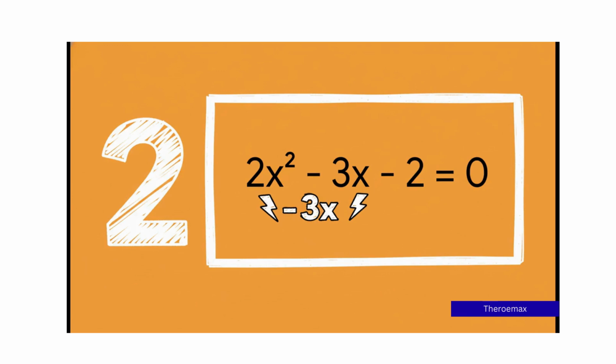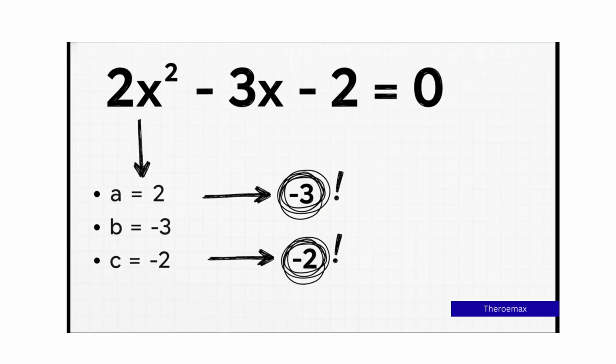Let's try another one. This time, we're going to throw in some negative numbers, just to show how this formula doesn't even break a sweat. Let's solve 2x squared minus 3x minus 2 equals 0. Same first step. We identify our a, b, and c. But you've got to be really careful here. a is 2. b isn't 3. It's negative 3. And c is negative 2. Forgetting those negative signs is like the number 1 mistake people make, so don't let it be you.